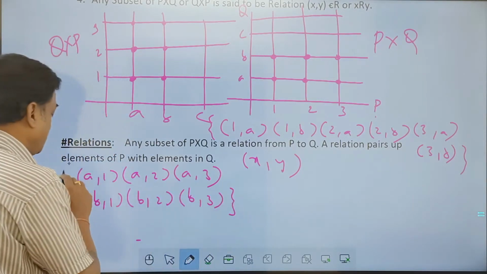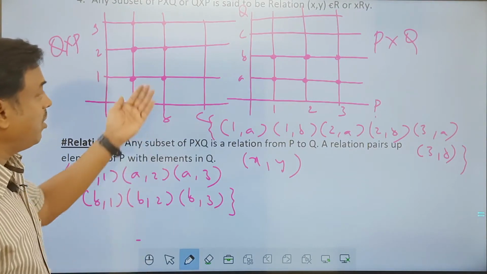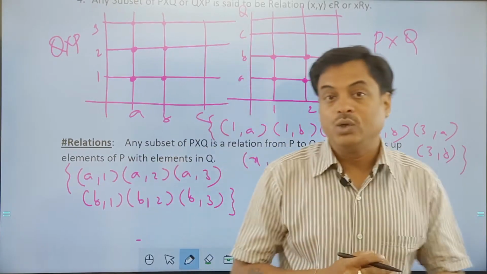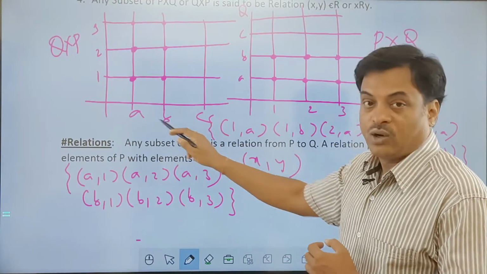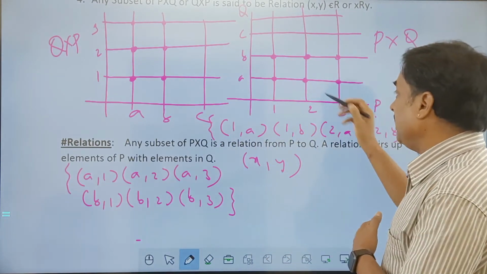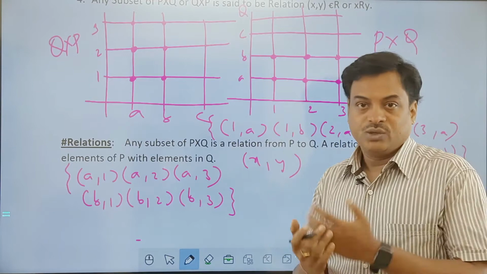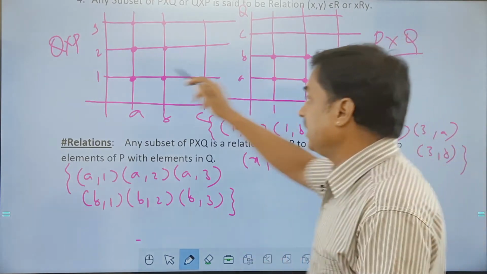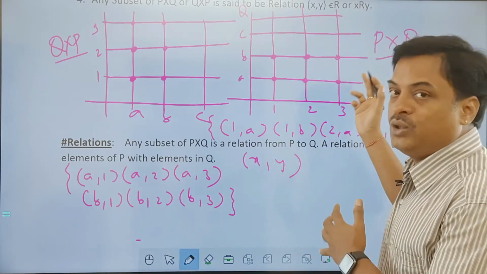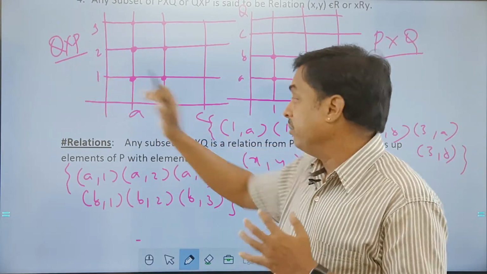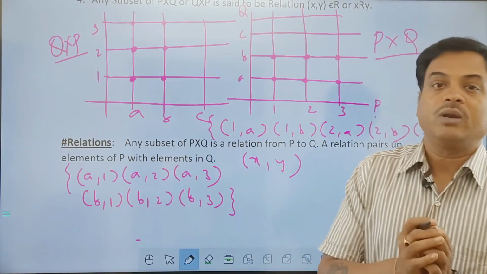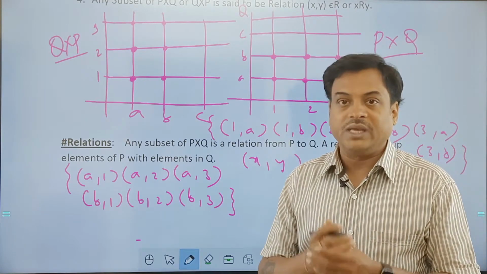So here the Cartesian product can be presented in the form of a graph like this. This is a graph of Q into P, and that is a graph of P into Q. See here, on the x-axis I got A and B, on the y-axis I got 1, 2, 3. Here the x-axis is 1, 2, 3 and the y-axis is A, B. So that's the difference between P into Q and Q into P. I think you all now must agree with me that P into Q is not equal to Q into P. But the number of order pairs is 6 in both cases. The number of order pairs which I get after the Cartesian product will be the same.